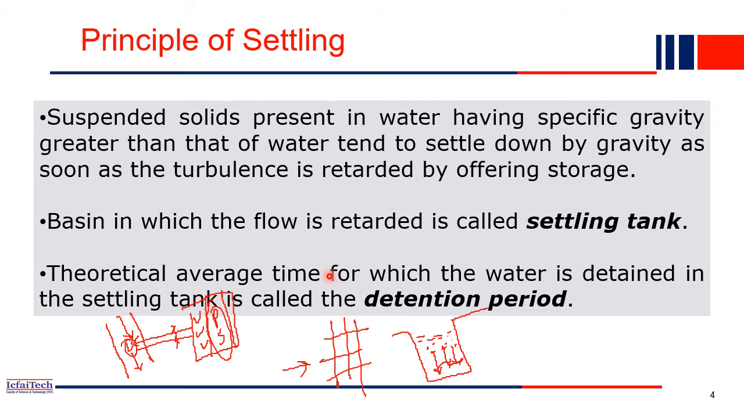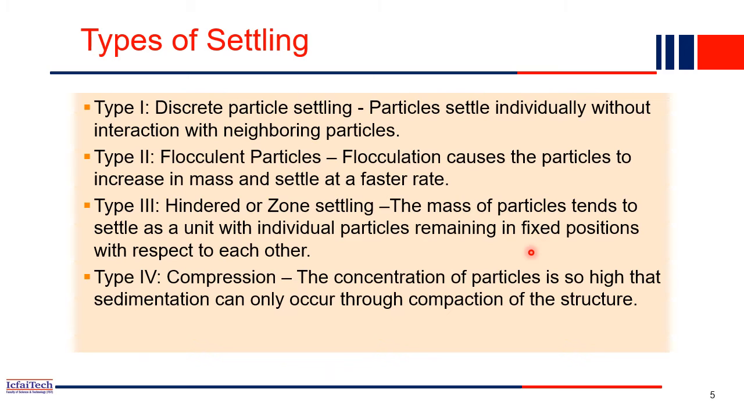The theoretical average time for which the water is detained in a settling tank is called the detention period. A very important term. Detention period means the water will be staying here for up to 1 hour or 1.5 hours, whatever, depending on the quality of water, and then the water will go to the next chamber. How long the water stays here for cleaning purposes, we call the detention period. So this entire tank we call the settling tank, and the time the water stays in this tank is called the detention period. These two are very important parameters in settling.